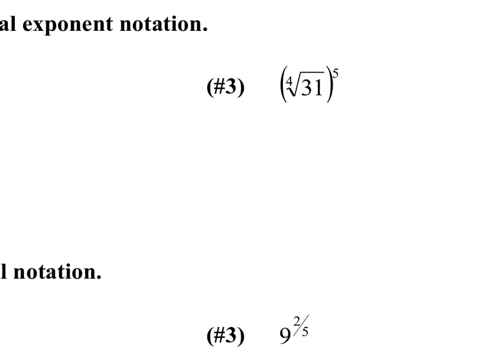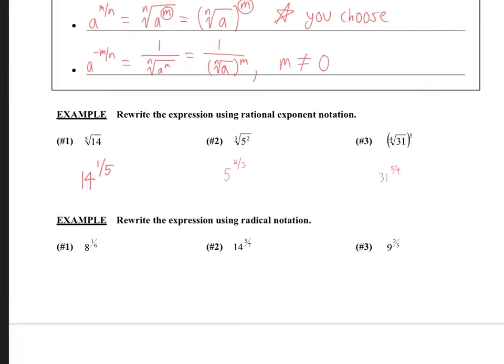All right, number 3, we have the 4th root of 31 all to the 5th power. Well, in this case, the exponent, like I said, is going to go in the numerator of the rational exponent. So 31 to the 5th, and then the root's going to go in the denominator, which is going to be 4. And there we go.